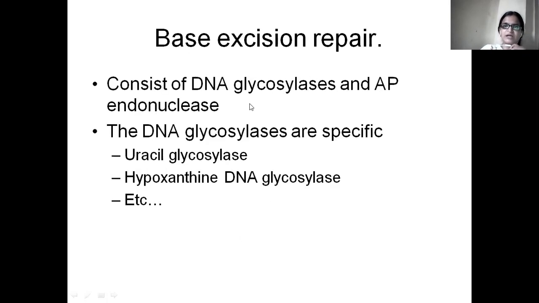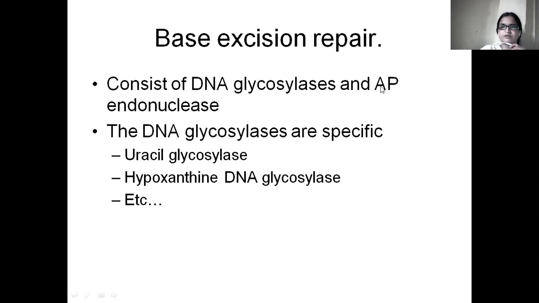It consists of DNA glycosylases and AP nuclease. So two types of enzymes are involved in base excision repair. They are DNA glycosylases, which break the glycosyl bond, and AP nuclease. Wherever an apurinic or apyrimidinic site is there, that site will be cleaved by AP endonuclease. That site is called an AP site, where purines or pyrimidines are removed from the sugar phosphate backbone. It can be apurinic or apyrimidinic, which is why the letters AP are written.